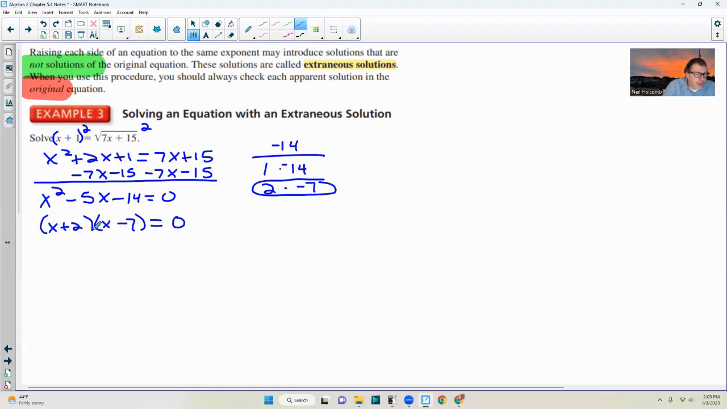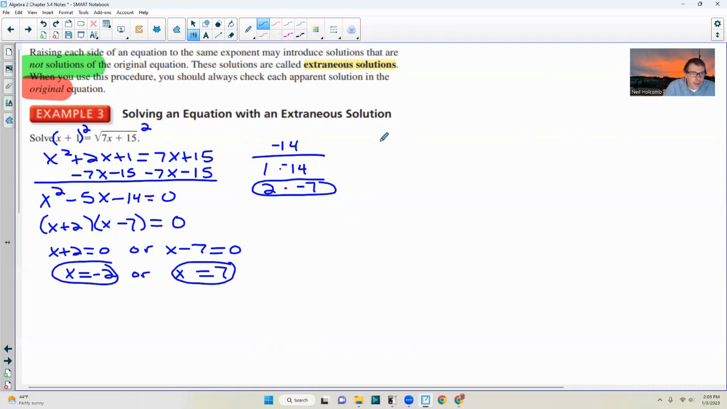So using the zero product property, set each factor equal to 0. X plus 2 equals 0, or x minus 7 equals 0. Solve for x by subtracting 2 from both sides, and I get negative 2. And solve this one by adding 7 to both sides, and I get 7. So x equals negative 2, or x equals 7. Don't forget to check for extraneous solutions in the original.